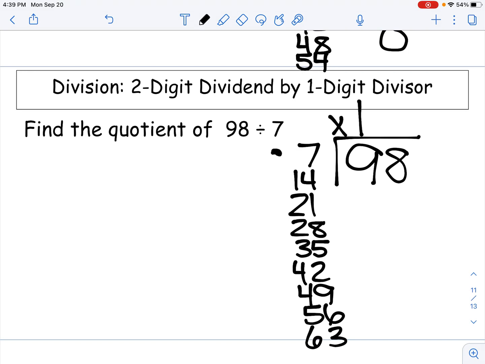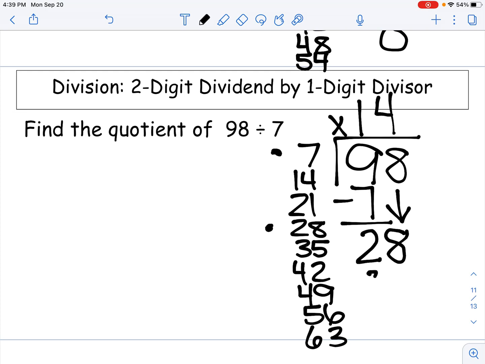And 1 times 7 is 7, so that's what I'm subtracting. 9 minus 7 is 2. Check to see if something needs brought down, and it does. So I bring down my 8. Now I have 28. Oh, there it is. I can get exactly 4 groups because 4 times 7 is 28. So I'm going to do 4 times 7 and subtract my 28. And I have nothing left, so my answer is 14.